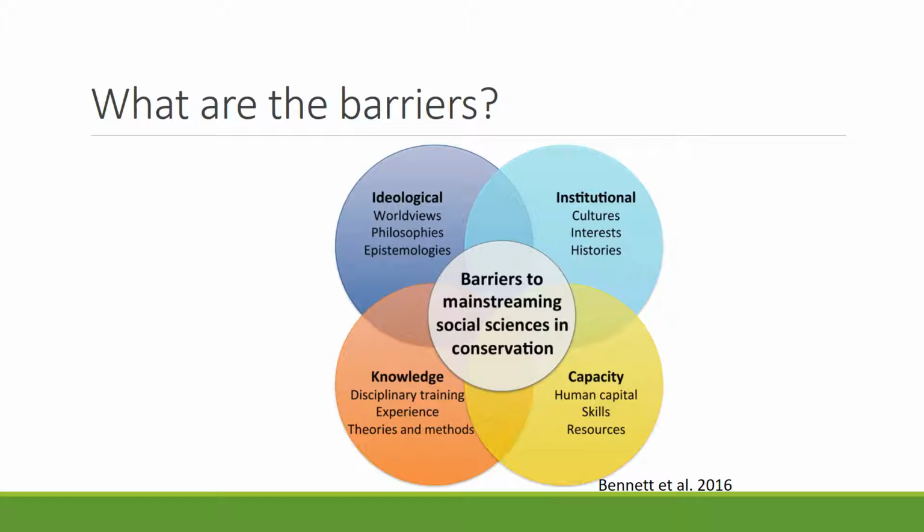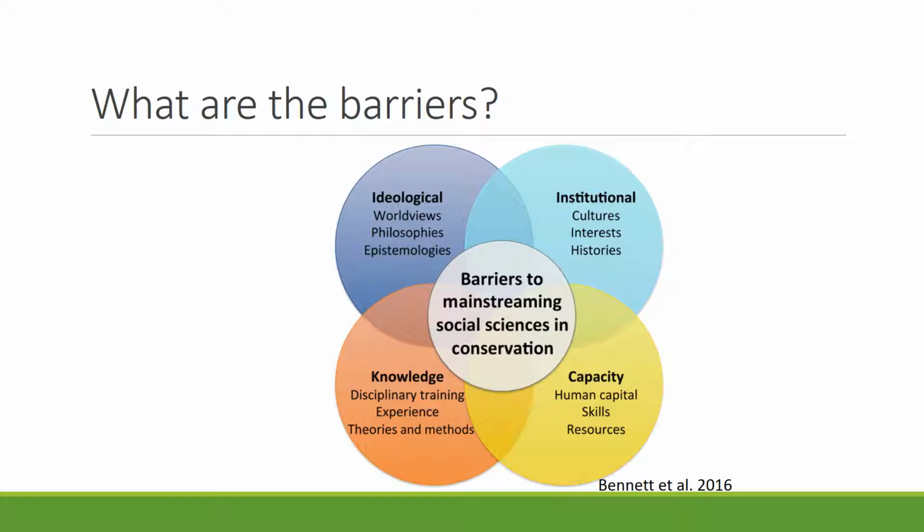There is also an institutional barrier through cultures, interests, and histories. Conservation organizations and institutions are often configured for natural sciences and not the social sciences. They may value only natural sciences and will often overlook aspects of social science that lead to inductive reasoning.